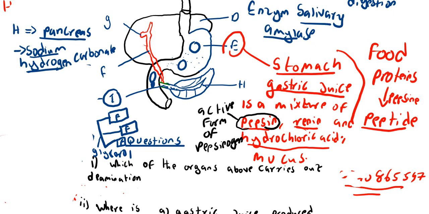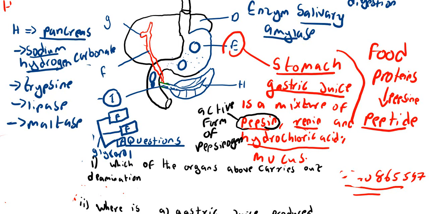So we are saying here we've got trypsin, we've got lipase. I've talked about what lipase does. Then we've got maltase. What does maltase do? It breaks down maltose into glucose. Basically that's it. Yes. So now there is another question that has been asked here.